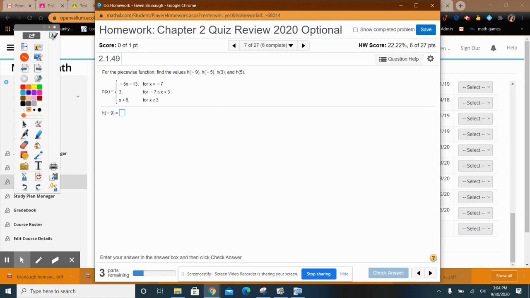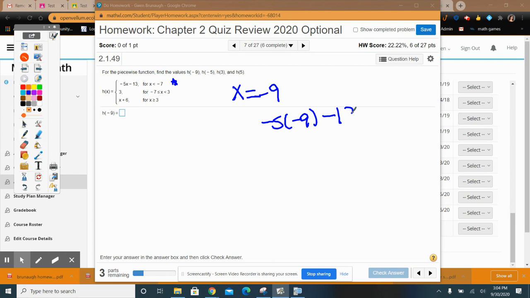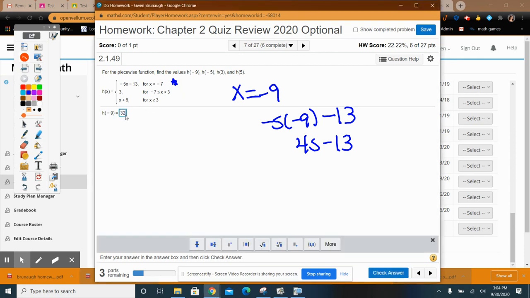Okay, for these, we're just going to plug in values. They want h of -9, which means x equals -9. So we need to figure out which equation fits in there. -9 is in this region for the first one. So it'll be -5 times -9 minus 13, which is 45 minus 13, which is 32.